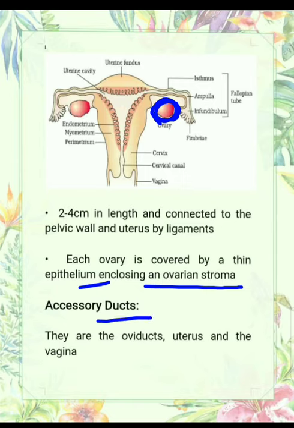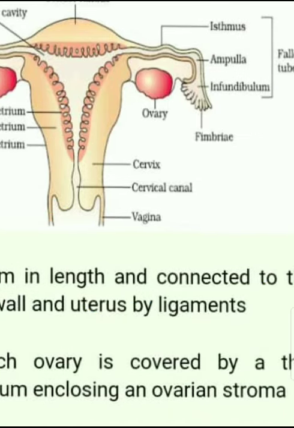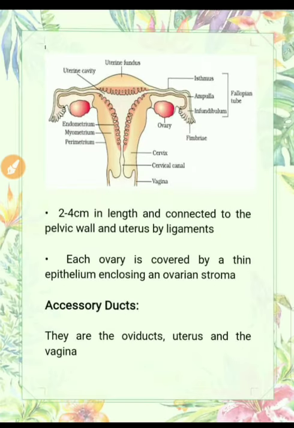Now the next part is the accessory ducts. Accessory ducts are those which help in the transportation of the ovum. What are they? These are the oviducts, uterus and vagina. Oviducts are also known as fallopian tubes. Let us see here. These are the oviducts, this one and the second one is this. And this is the uterus, the central part, and after that the vagina. This one is the vagina. So these are the accessory ducts which help in the transportation of the ovum.